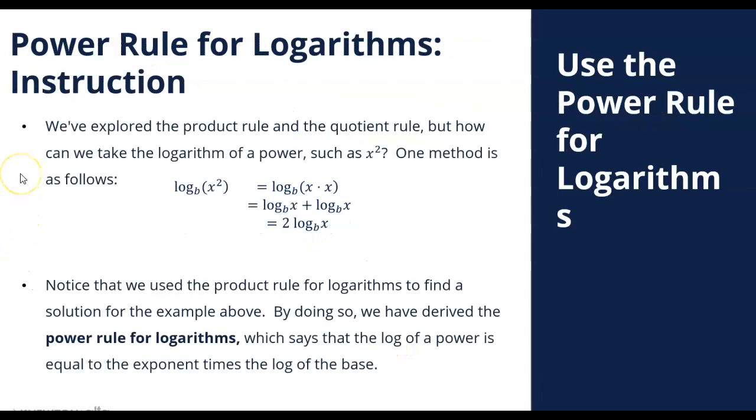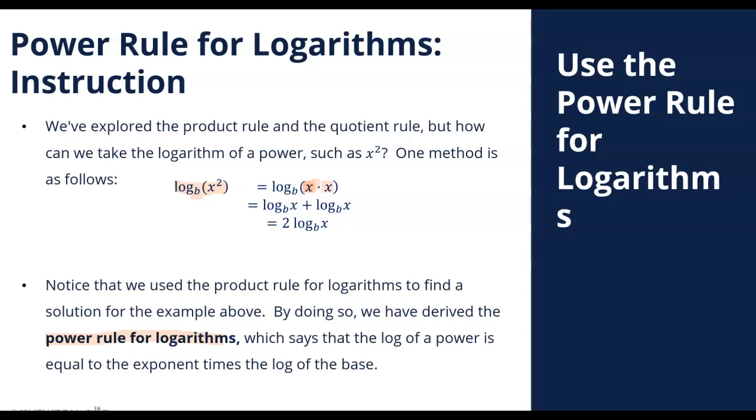So now that we've explored the product rule and the quotient rule, we're now going to look at the third rule for logarithms, also known as the power rule for logarithms. This would help us take the logarithm of a power, such as, for instance, logarithm of x squared base b. Note that we can use the product rule here by writing x squared as x times x.